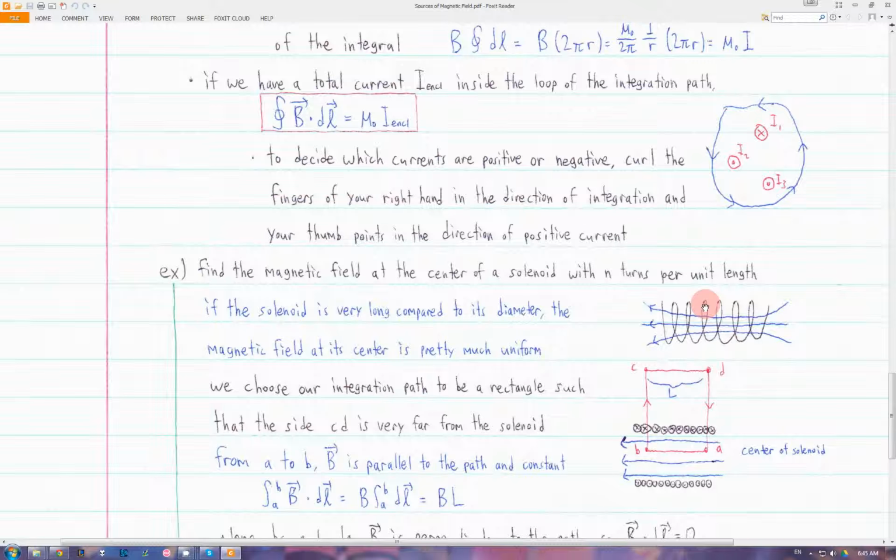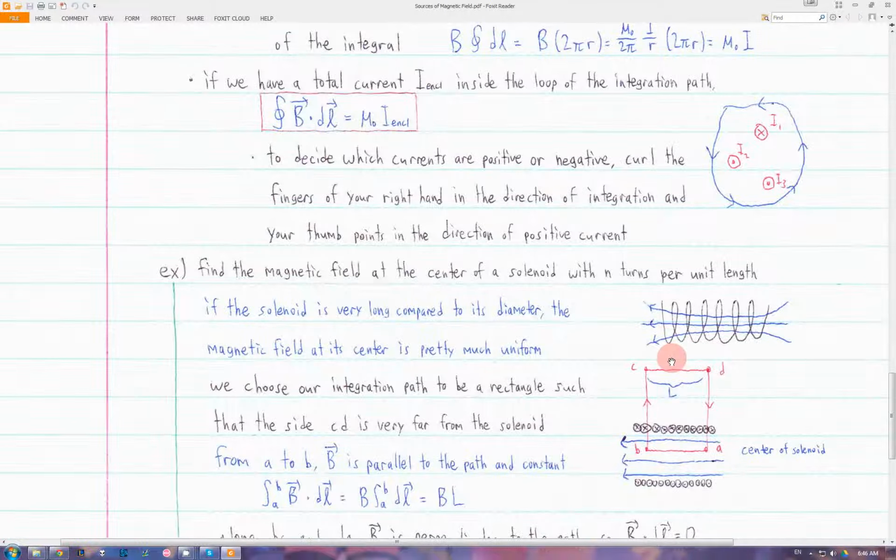The first thing we have to do when using Ampere's law is choose what the closed loop is going to be. In this case, we're not going to use a circle like we did last time. We're going to use a rectangle. You can see the bottom side of the rectangle is inside the center of the solenoid, within the magnetic field that we're trying to find. The sides of the rectangle are perpendicular to the magnetic field. And the top side of the rectangle, we say that it's very far away from the solenoid, such that there is basically no magnetic field on the top side of this rectangle.